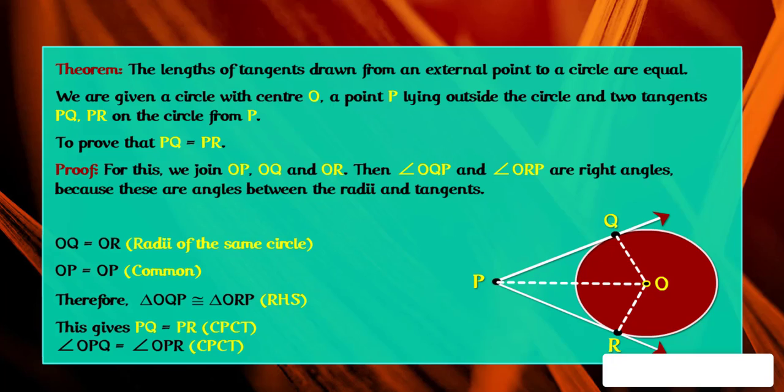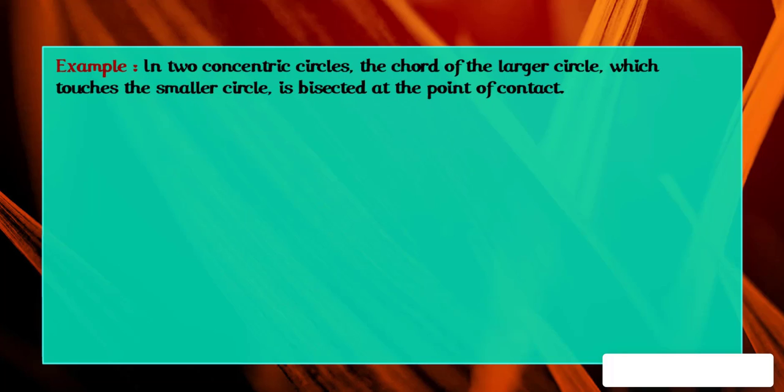Therefore, we can conclude that OP is the angle bisector of angle QPR. That is, the center lies on the bisector of the angle between the two tangents. We will do some examples now. Let us take an example.